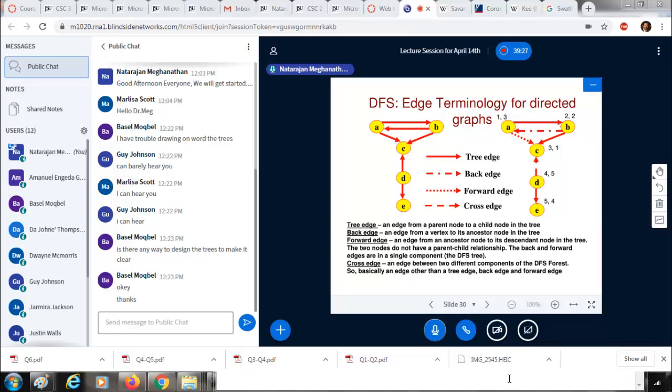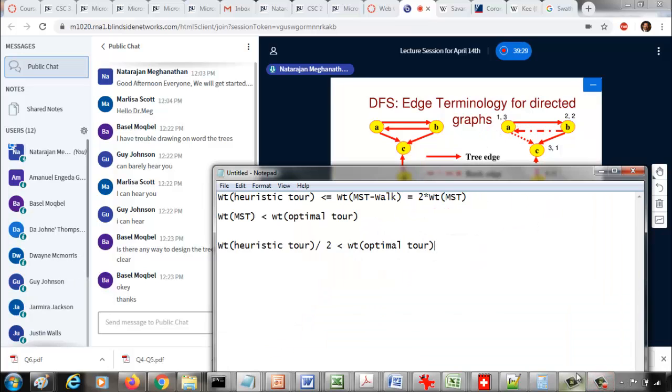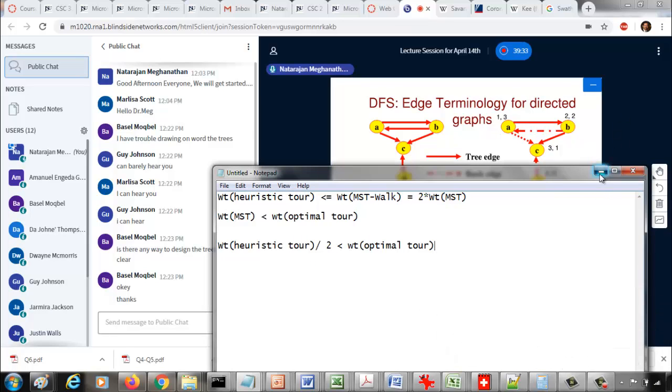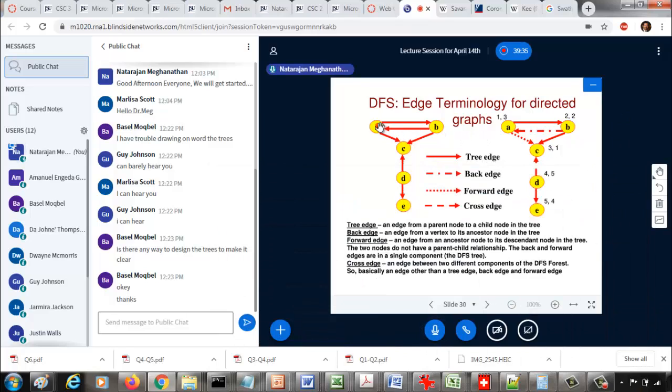Now from vertex A, you could visit either B or C. So again you break the tie by going to the lower ID, lower alphabet neighbor. So you go to vertex B, and you push vertex B to the stack. Now vertex B has been visited for the first time, so we call the edge from A to B a tree edge.